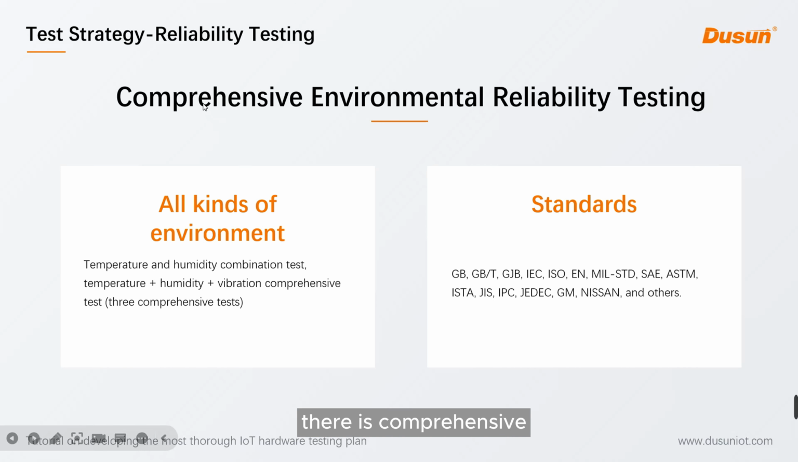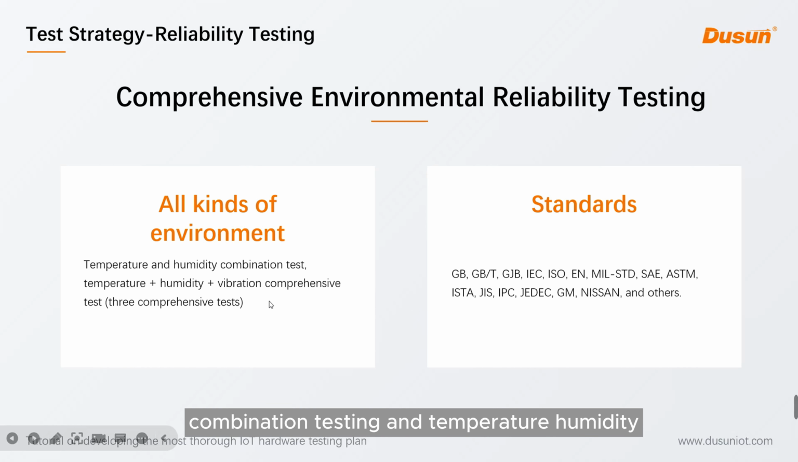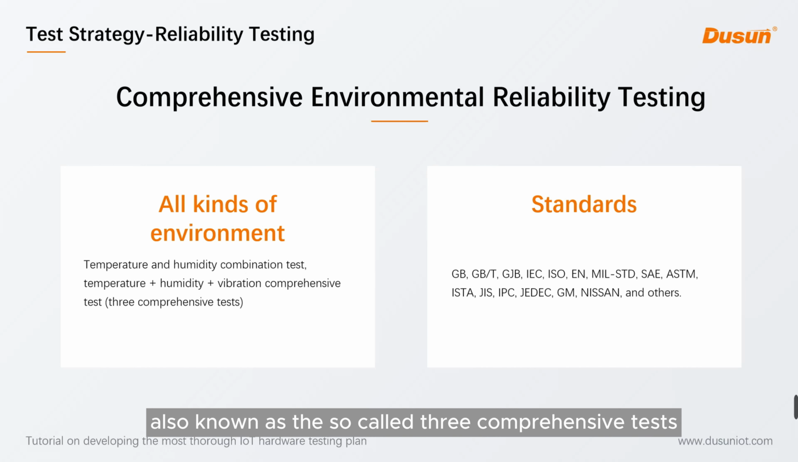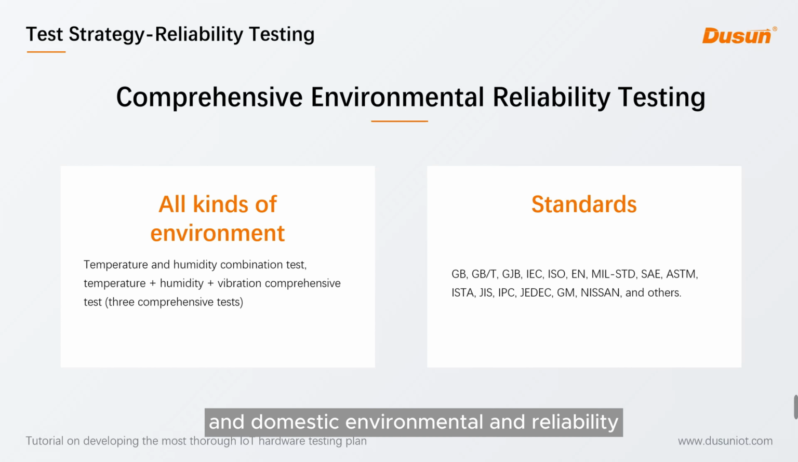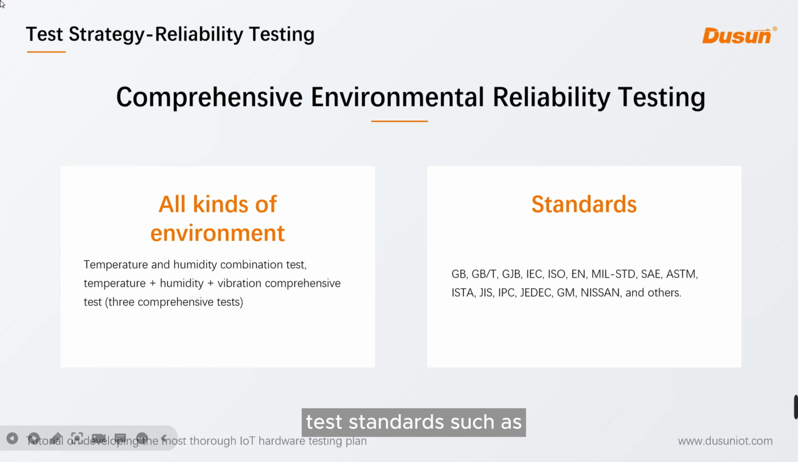Additionally, there is comprehensive environmental reliability testing, encompassing temperature-humidity combination testing and temperature-humidity vibration comprehensive testing, also known as the so-called three comprehensive tests. These tests need to comply with various international and domestic environmental and reliability test standards such as GB, GJB, IEC, ISO, MIL-STD, SAE, ASTM, USDA, JIS, IPC, JEDEC, GM, Nissan, and others.